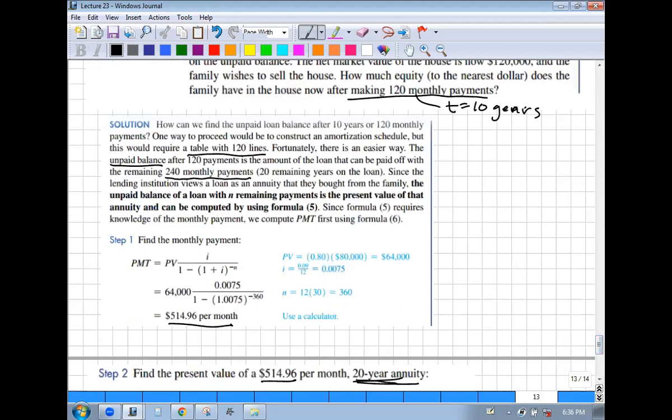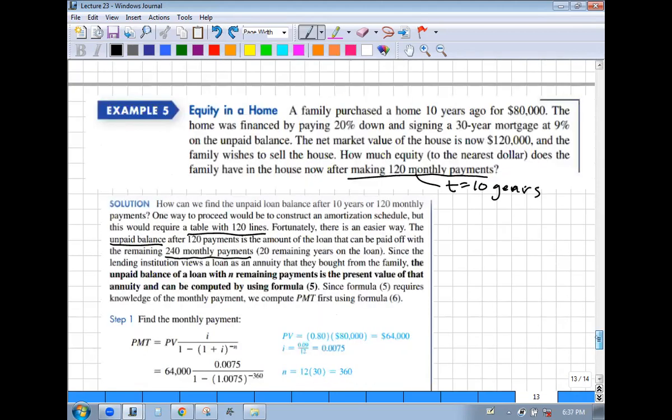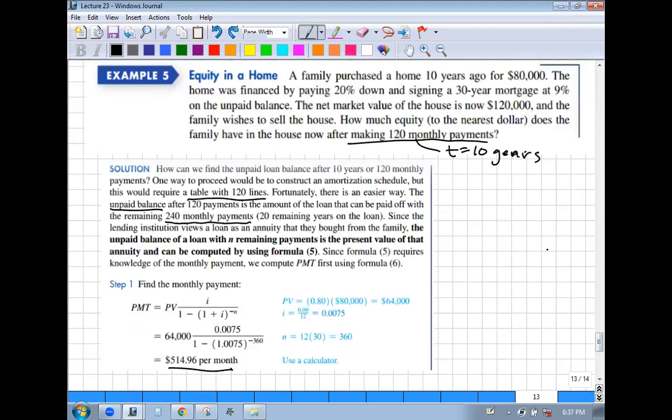I mean, it's all just one formula, right? They like to make things as difficult as they possibly can with each formula. So let's read it. How can we find the unpaid balance after 10 years or 120 monthly payments? Forgot what this one is. It's a 30-year mortgage. They purchased it 10 years ago for $80,000.